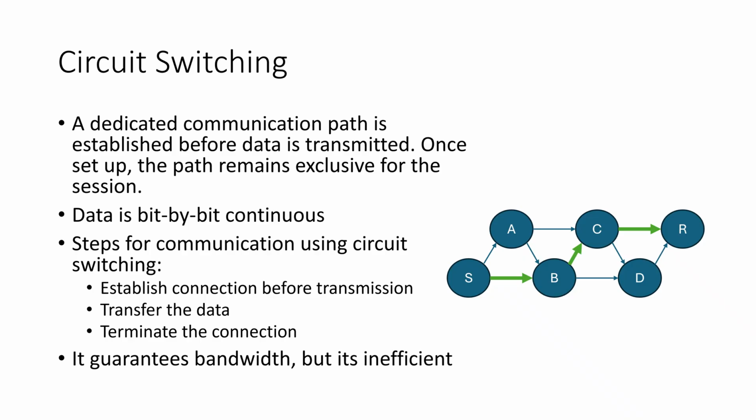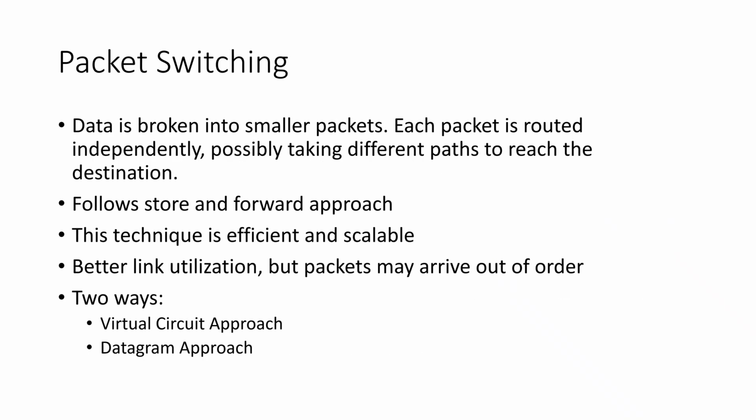Circuit switching guarantees bandwidth, but it is inefficient. So it is reliable, but it is inefficient because internet traffic is inherently bursty in nature. There is a burst of activity, and so we're wasting channel capacity when there is no traffic, but the link is still occupied. Now, packet switching is a modern form of long distance data communication, which has now also been adapted for smaller LANs.